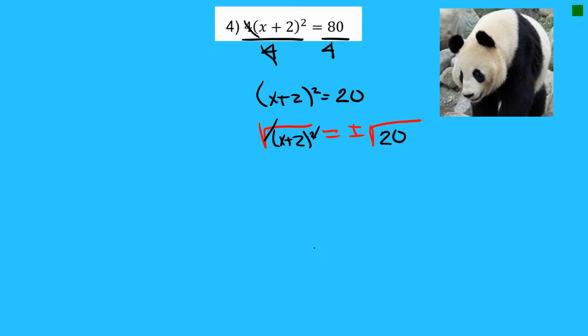All right, here we go. Square and square root cancel. x + 2 is plus or minus the square root of 20. There is no perfect square root of 20, so this time I'm kind of perplexed. I'm going to go off to the side though.